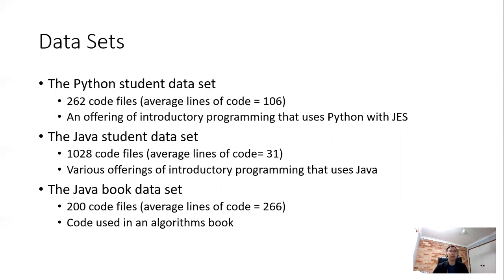We have three datasets. First, the Python student dataset. It has 262 code files from an offering of introductory programming that uses Python and Jest. Second, we have the Java student dataset. It has 1,028 code files from various offerings of introductory programming that uses Java. And third, we have the Java book dataset. It has 200 code files from an algorithm book.